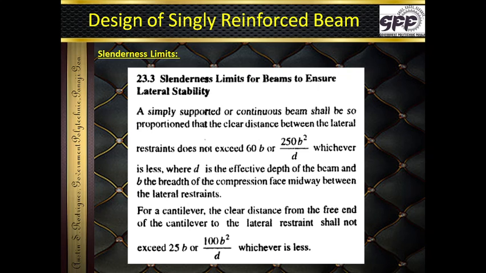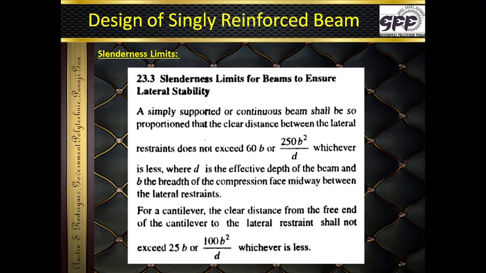The clause in IS 456-2000 is 23.3. The clause goes this way: a simply supported or continuous beam shall be so proportioned that the clear distance between the lateral restraints, between the lateral supports, one end of the support to the other support, does not exceed 60 times the width or 250 b square upon d, whichever is less, where d is the effective depth of the beam and b is the breadth of the compression face midway between the lateral restraints.